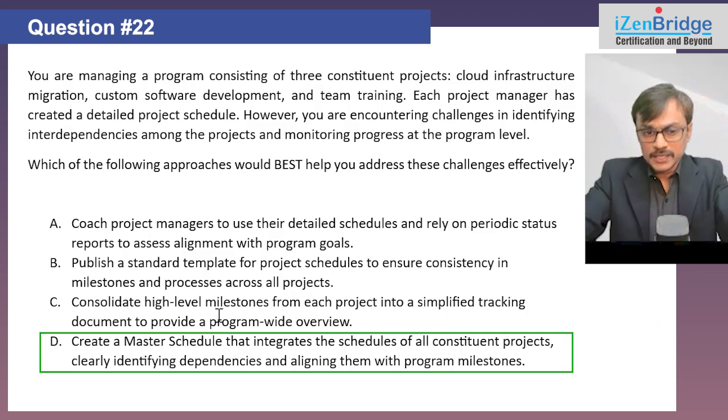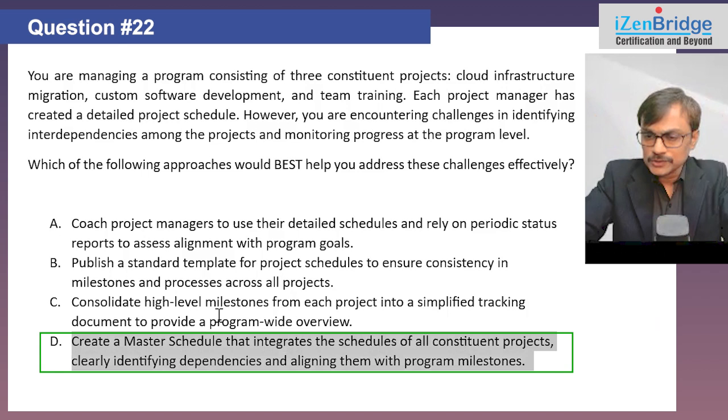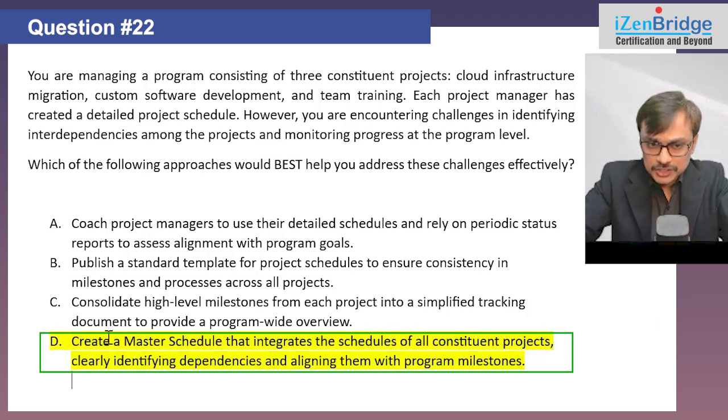So in this particular case, I definitely need to make sure that I have a mechanism of identifying dependencies, tracking them, and preparing a master schedule and integrating all my project schedules at a sufficient level, which helps me in resolving that problem. Option D is my choice. Let me know your choices.